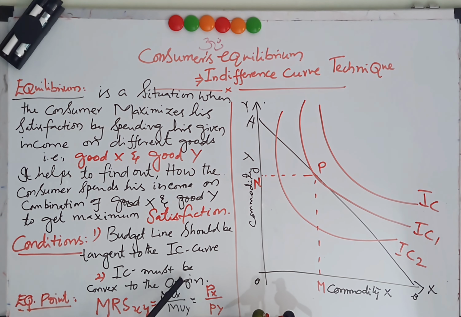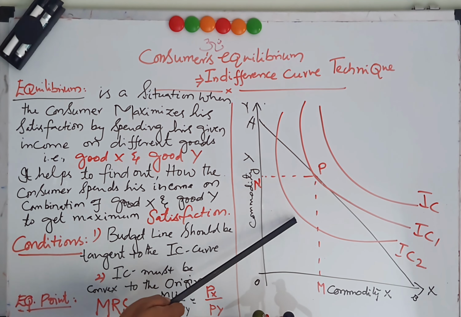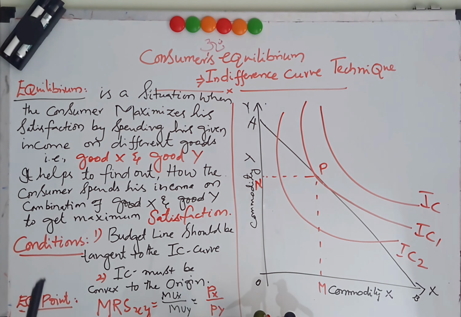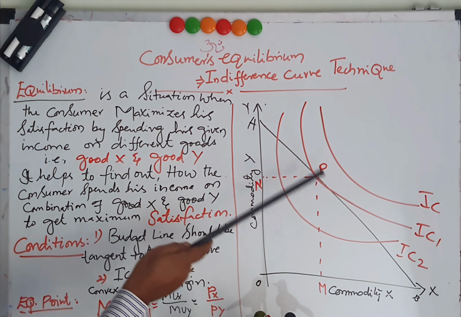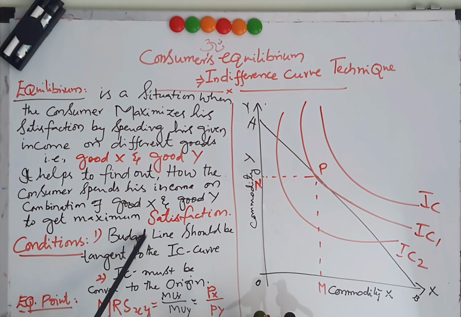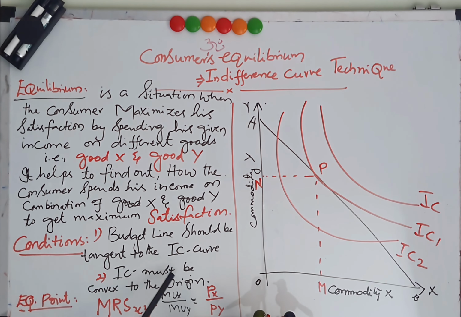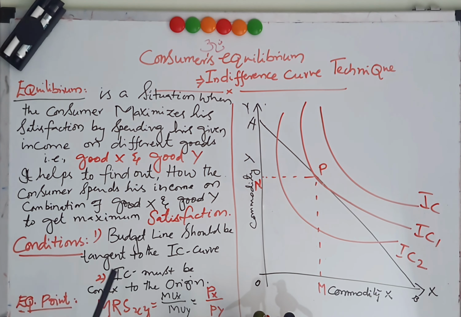The second condition is that the IC curve must be convex to the origin. This is the origin. When we observe the shape of the curve, it should be convex. So the first condition is tangency to the budget line: this is the budget line, this is the IC curve, and the budget line should be tangent to the IC curve. The second condition is that the IC curve must be convex to the origin.